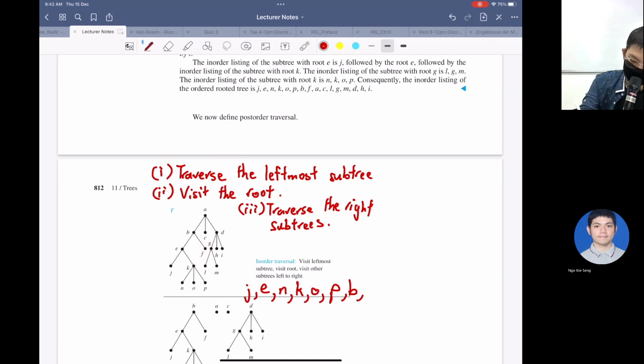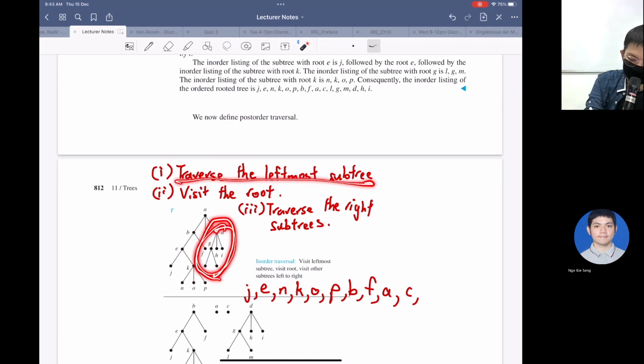And it's F. So after we traverse this leftmost subtree, we need to visit the root. After we visit the root, we traverse the right subtree. To traverse the right subtree, because this is a tree, right? We need to go through this algorithm again.